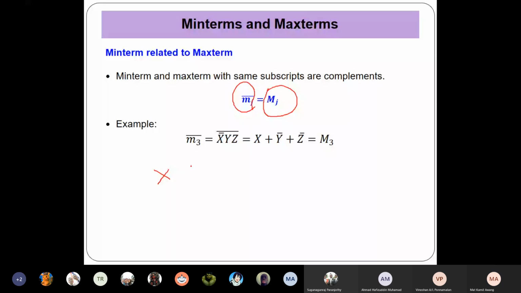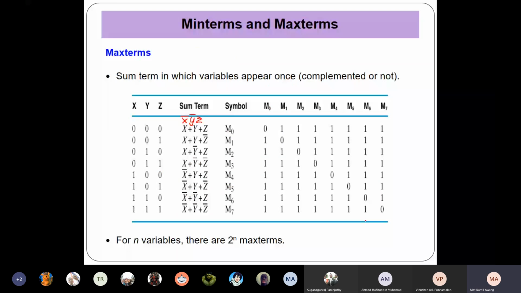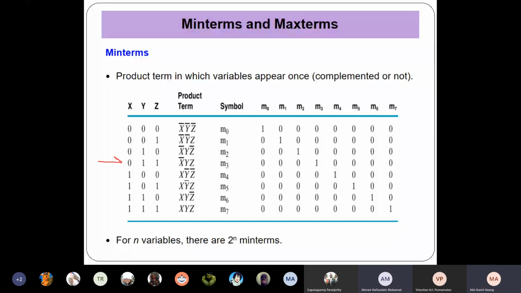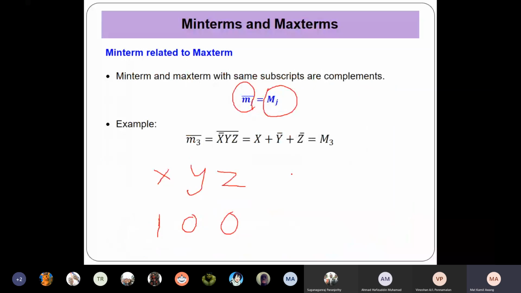Let's say the x, y, z. Min term 3 is basically 0, 1, 1. Yeah, min term 3 is 0, 1, 1. So this is M3.